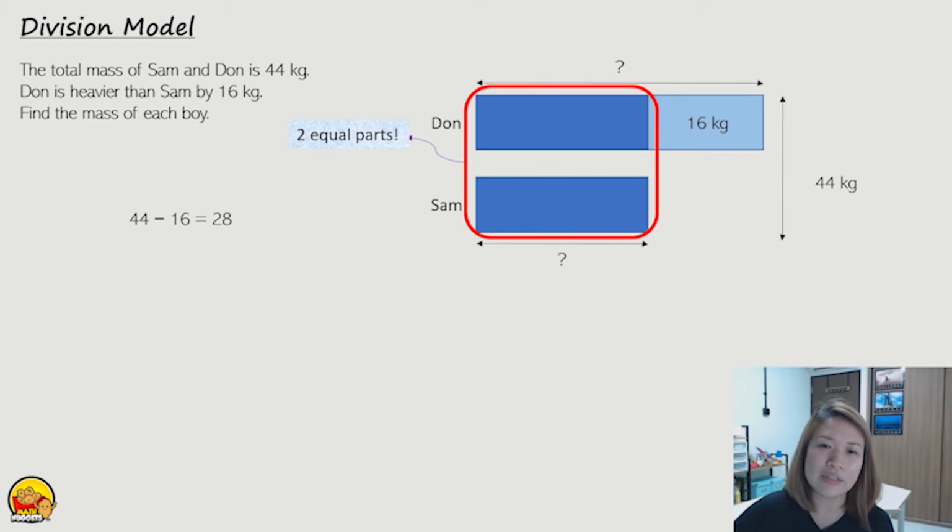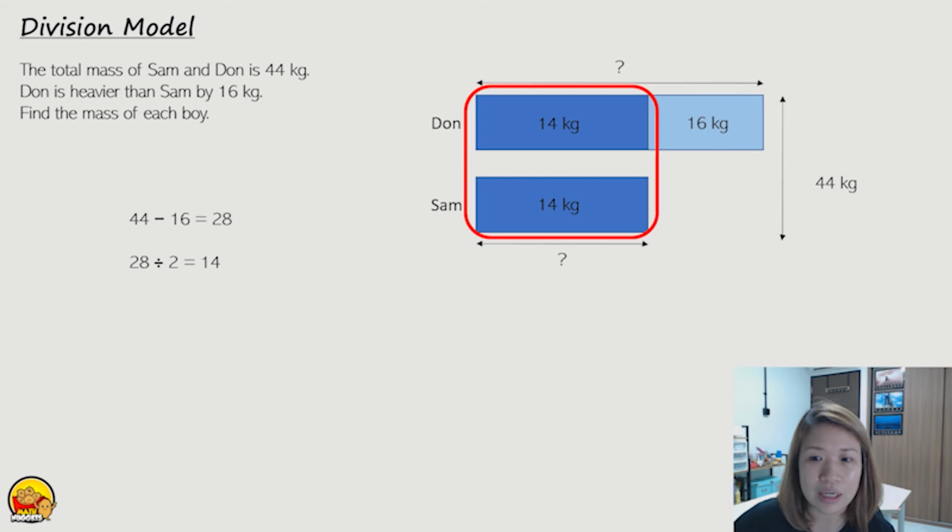Okay, so two equal parts. If they are equal, what can we do? 28 refers to those two equal parts. So if they are equal, it means we can divide. So I'm going to take 28 divided by 2. And I get 14. So where's 14? Let's indicate in the model. 14 would be each part.